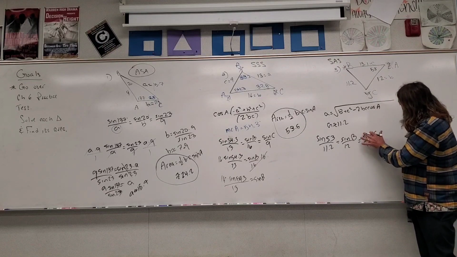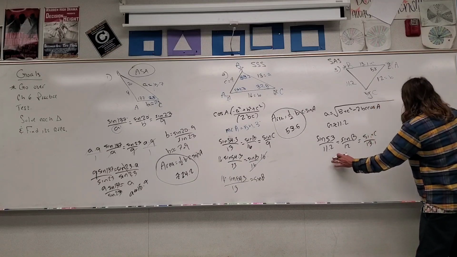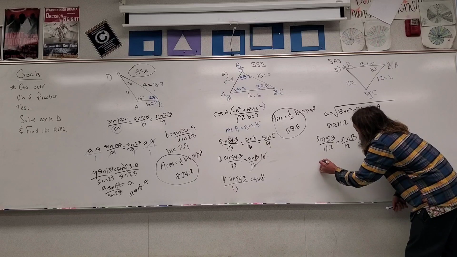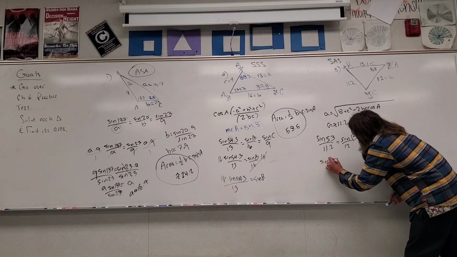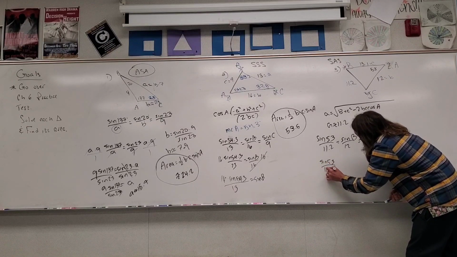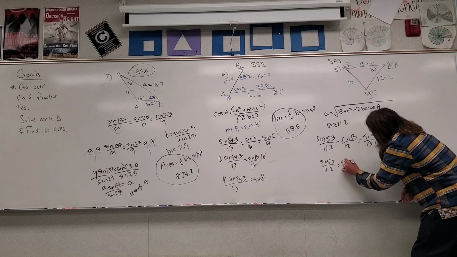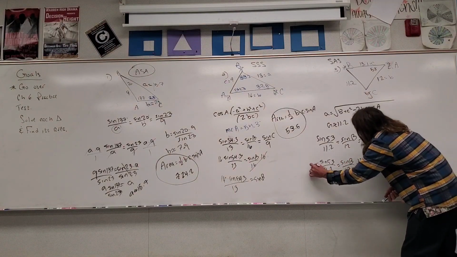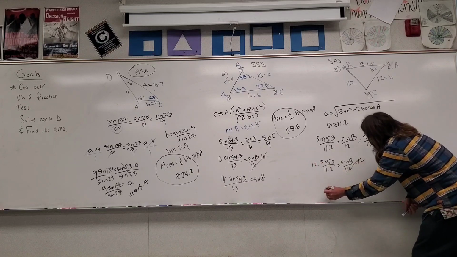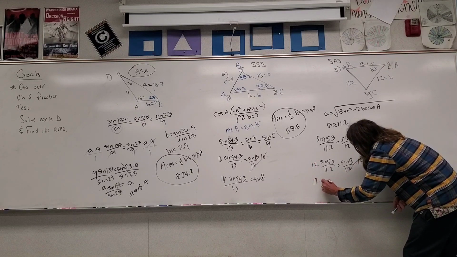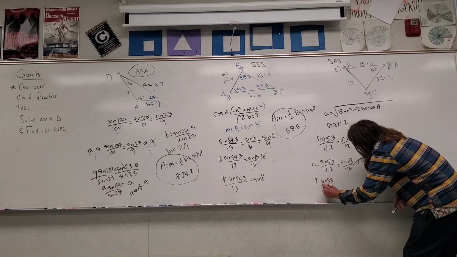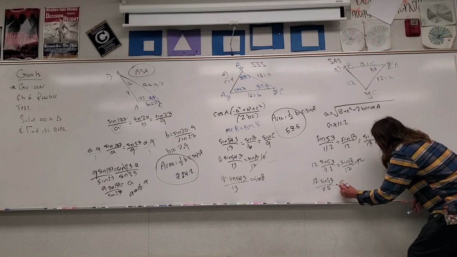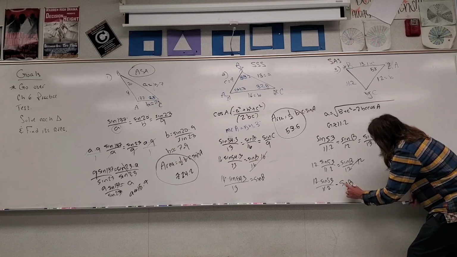So again, I have an equation right here. These two are probably pretty close in measure since their lengths are close. So sine of 53 divided by 11.2 equals sine of angle B divided by 12. Multiply away the 12. The 12's cancel. 12 times the sine of 53 divided by 11.2 is equal to my sine of angle B.